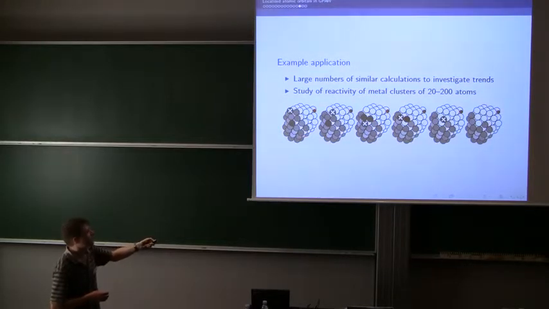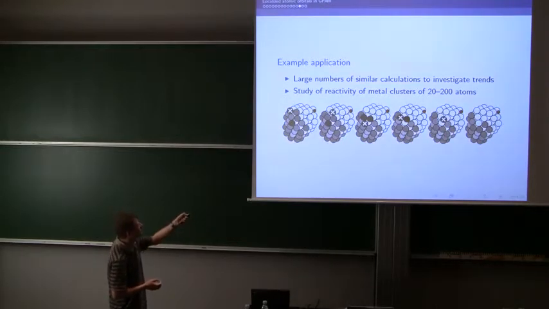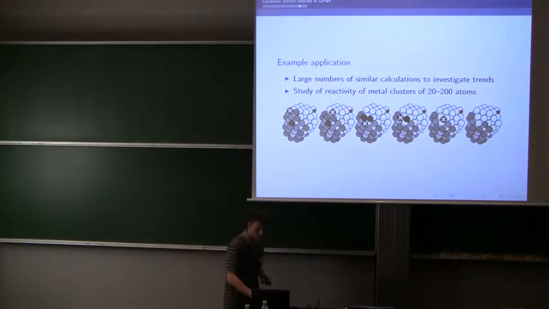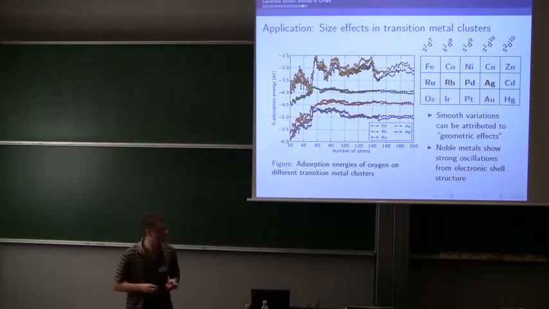And then we have decided on this model where we study clusters of different size. So we start with one cluster, then we remove atoms one by one until we have cleared a facet, and then we continue removing other facets until the cluster becomes very small, and then we can calculate the binding energy of oxygen for every one. And this would be very expensive using the grid mode for something like 200 atoms.